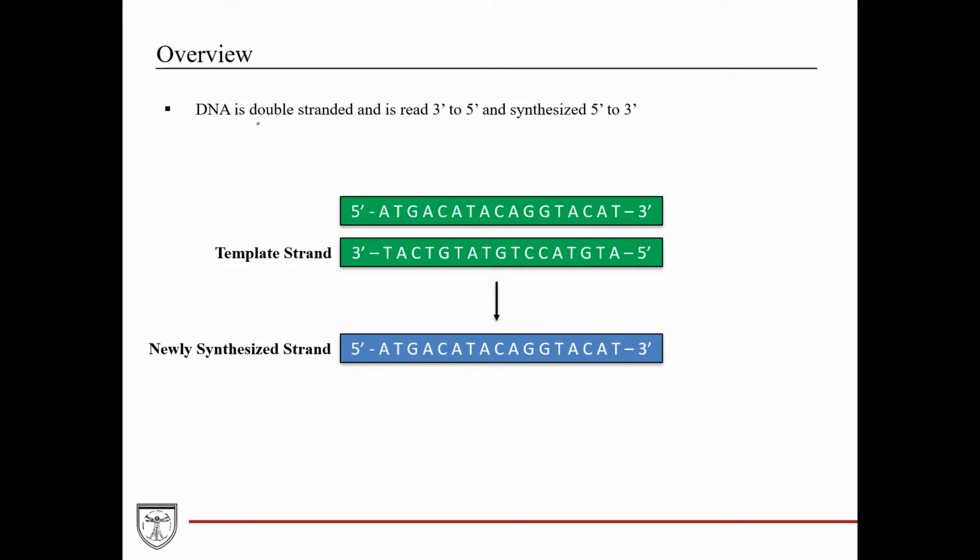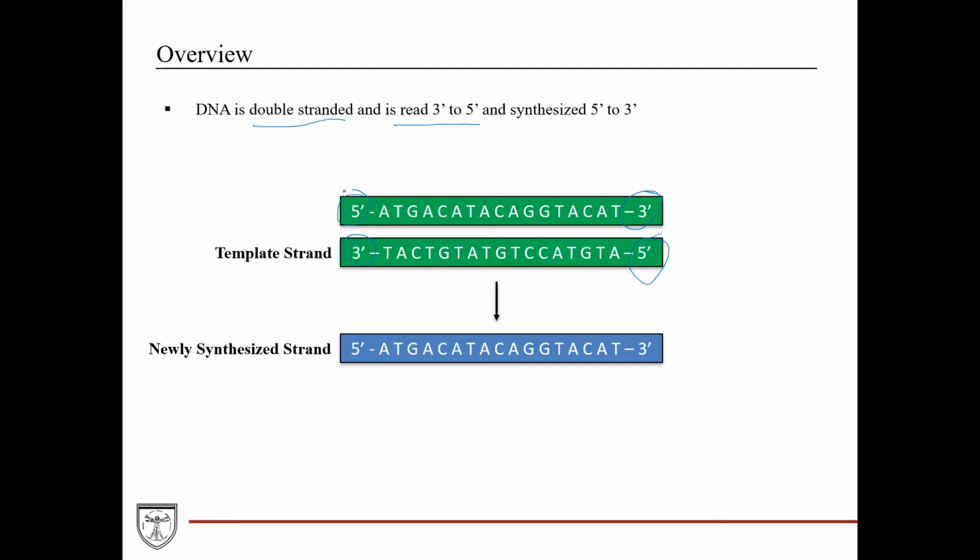So if you remember, DNA is double-stranded. We talked about that in the previous lecture. And there are two ends: the 5' end of a strand and the 3' end of a strand. And remember, both these strands are complementary to each other. So on the flip side, this is going to be 5', this is going to be 3'. And what's important to remember is that when DNA is being replicated, it's read in the 3' to 5' direction. That's also true for transcription, which we'll talk about in the next lecture.